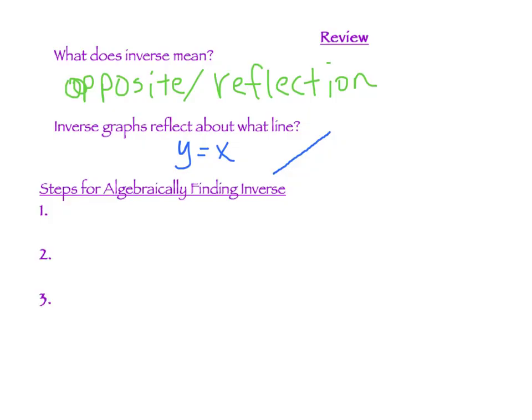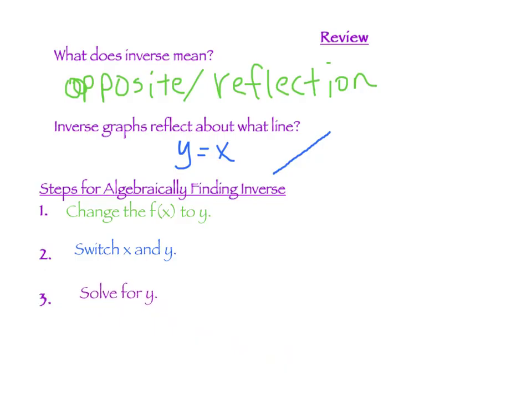Step number 1, change the f of x to y. Most of our functions or equations will start out with f of x equals. So to make it easier, we should change the f of x to a y. Step number 2, switch the x and y. And remember, this means literally just switch the x and the y, not anything else. And then the third step is to go ahead and solve for y.